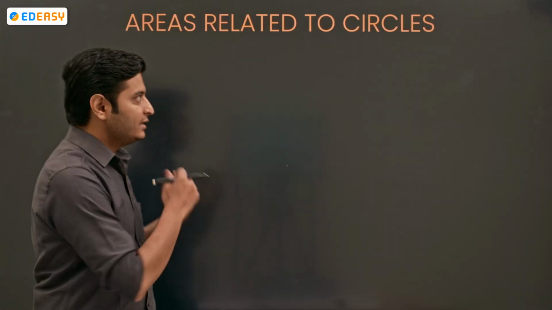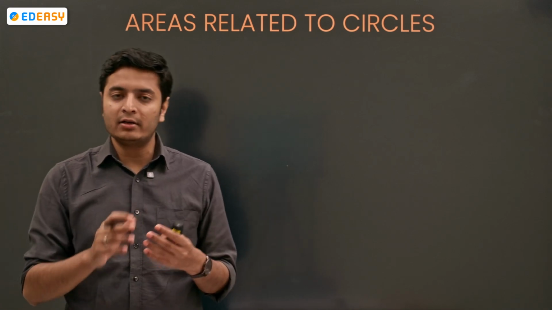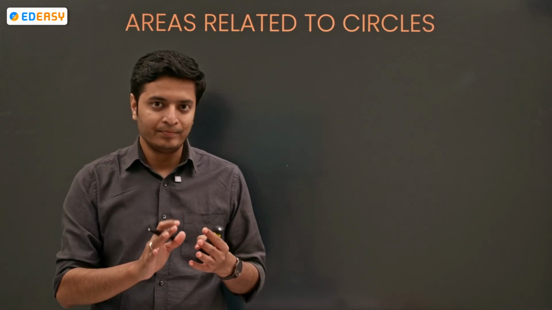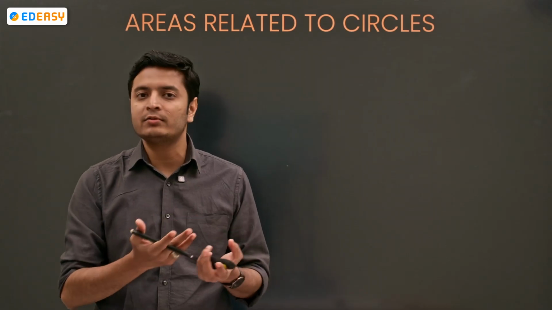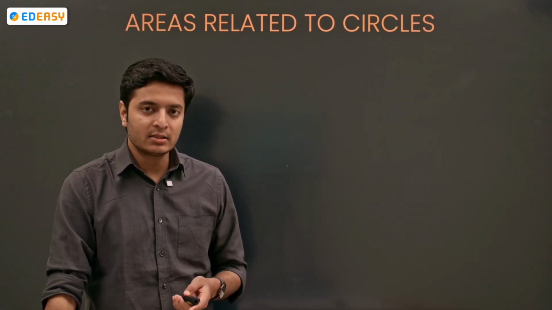As we know, the name of the chapter is areas related to circle. So, somehow we are going to keep circle in our picture, but not the exact circle. Sometimes we may not be seeing the full circle also. So, what are different things related to this?